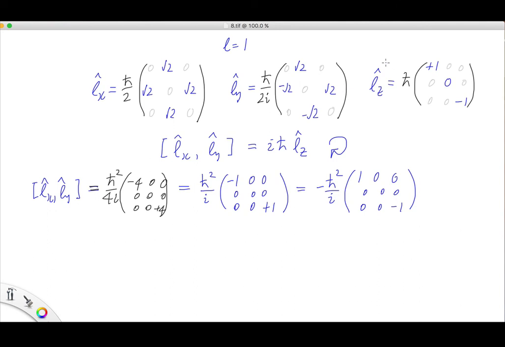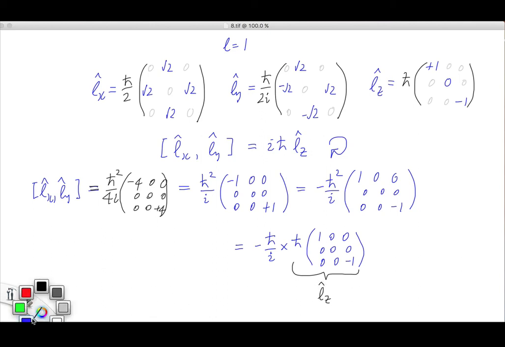We can see that the Lz matrix looks now similar. I have the 1, 0, minus 1 on the diagonal, just as it is here. And I can take an h bar outside. So I could write this as minus h bar over i times h bar. And we can see that this second part of this expression is the matrix representation of Lz. So I can write this as minus h bar over i Lz.